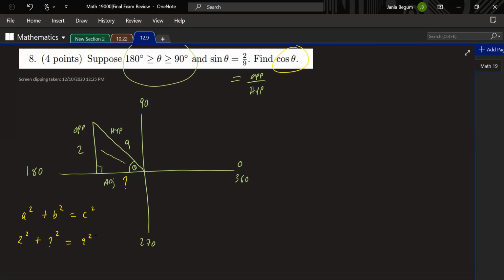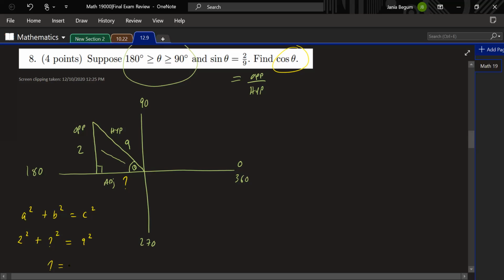Do you guys have the number? I think it's square root of 77. Okay, right. 9 squared is 81, 2 squared is 4, 81 minus 4 is 77, and take the square root. Correct. So the question mark is equal to the square root of 77. Now we're ready to answer the question. What is cosine of theta?